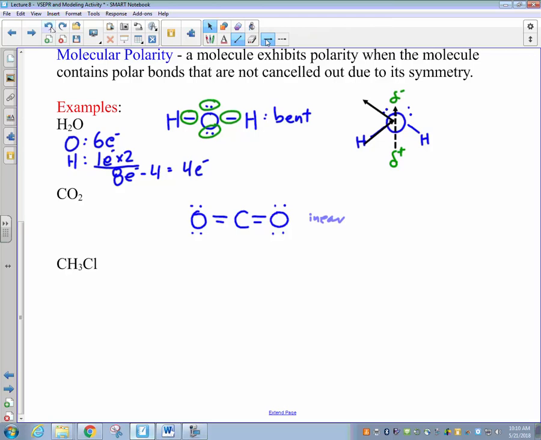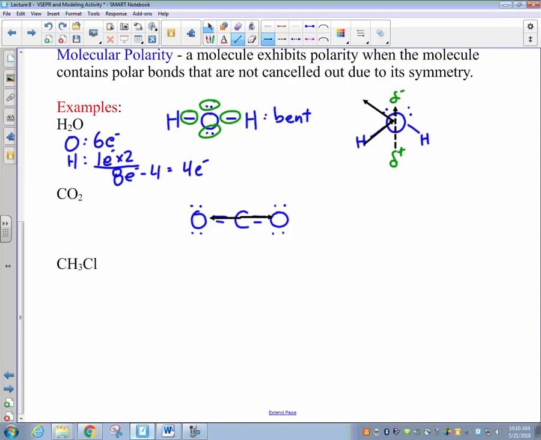So comparing electronegativities between carbon and oxygen, you'll see again that oxygen is more electronegative than carbon, and as such, I'm going to draw the dipole pointing from the positive carbon towards the negative oxygen. And then for the second bond, I'm going to draw the exact same dipole, but now pointing in the opposite direction.